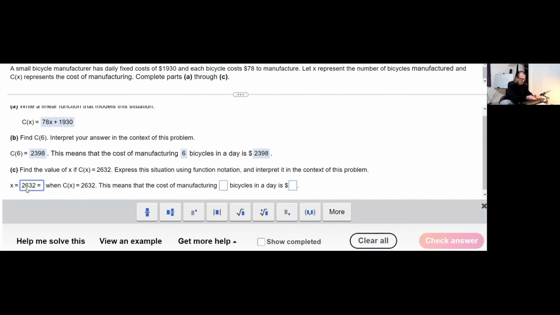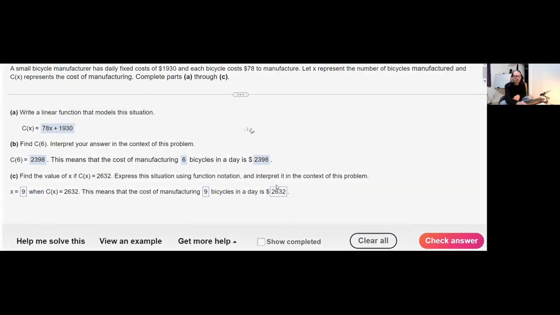2632 equals 78x plus 1930. I'm going to subtract 1930 from 2632, which gives me 702. That's going to equal 78x. And dividing that by 78, I'm getting 9. So x equals 9. We've already got the x equals part typed in there. That means that to manufacture 9 bicycles in a day, the cost for that day would be $2,632.